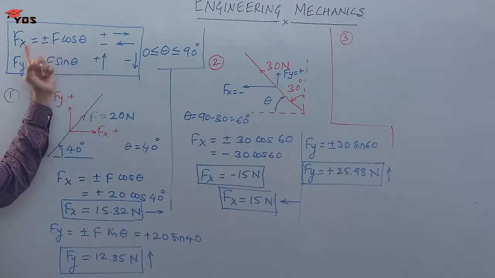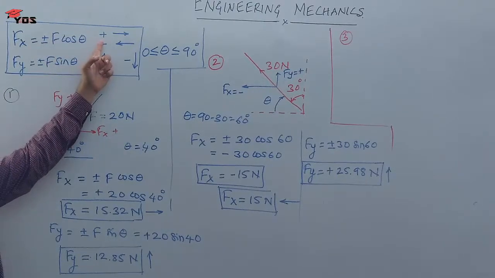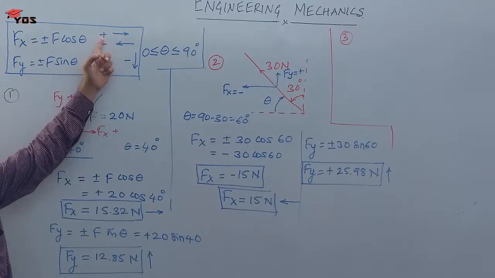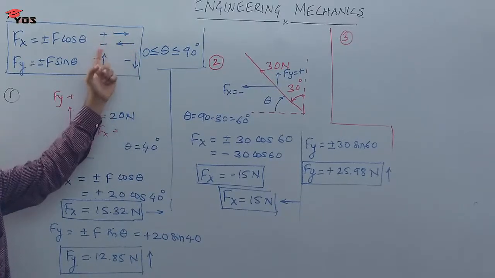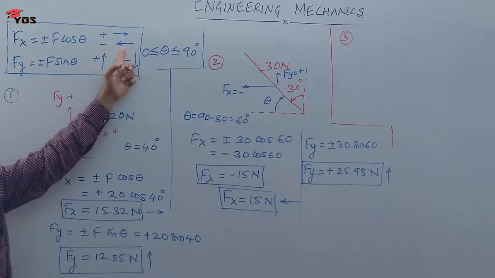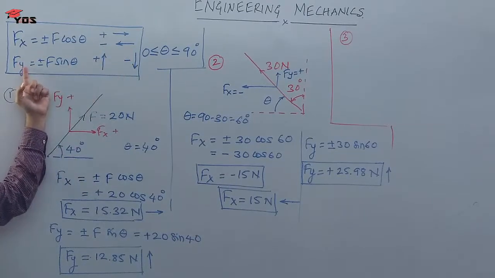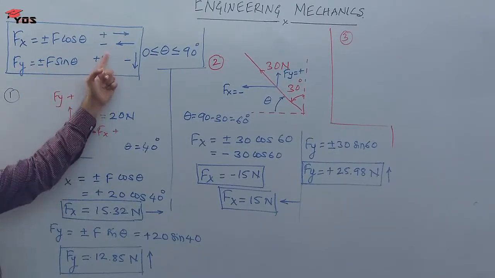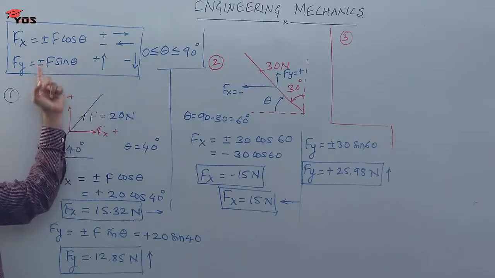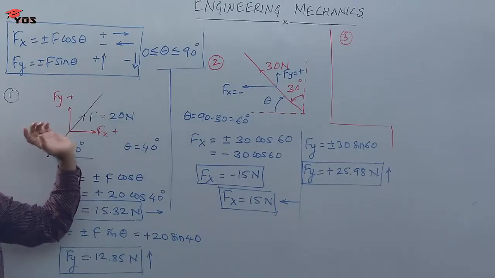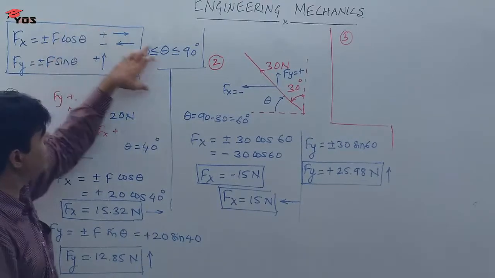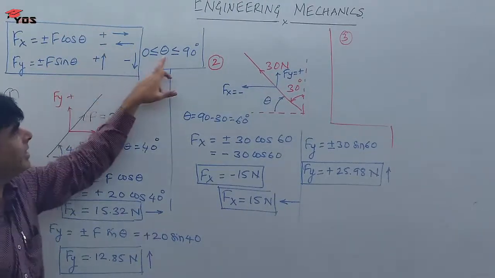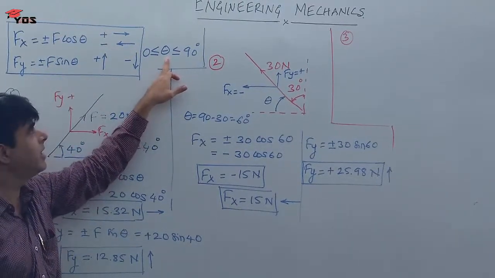You know the sign convention for x direction, right? Plus sign shows the force acts towards right, and if you use minus sign, that indicates it acts towards left. Whereas for the y component, plus sign indicates the force is going upward and negative sign indicates it is going downward.